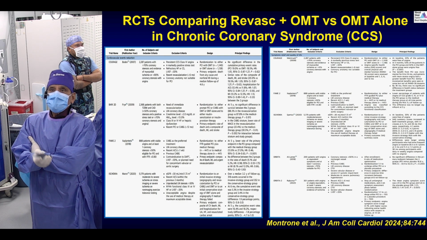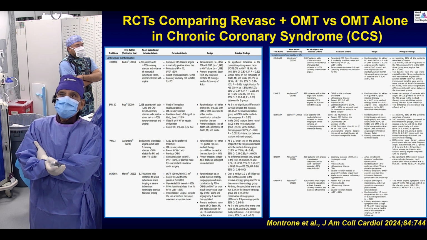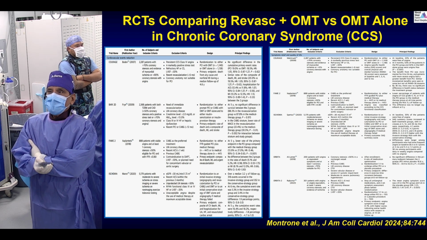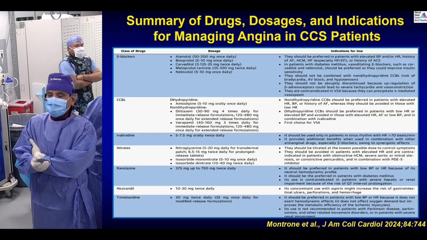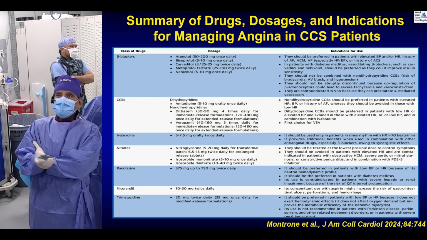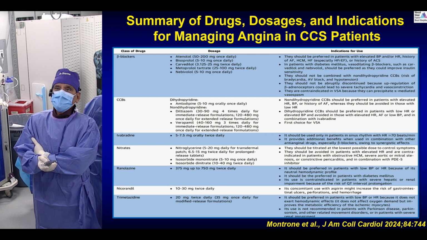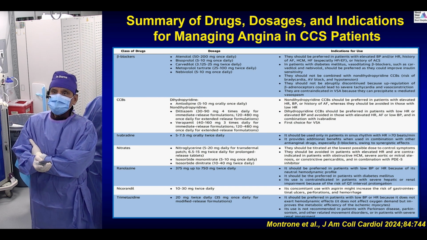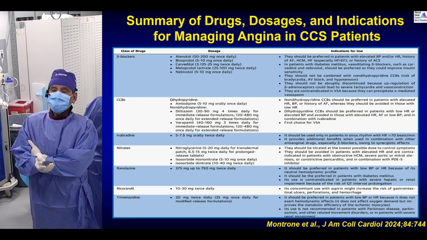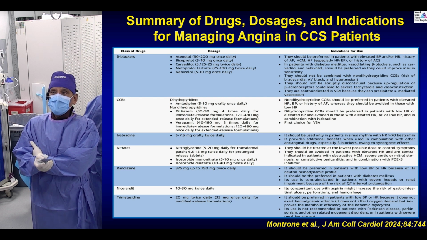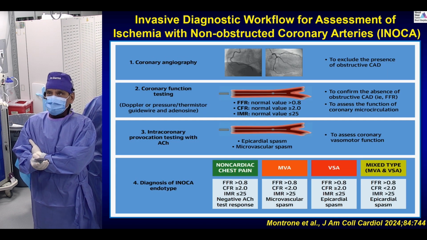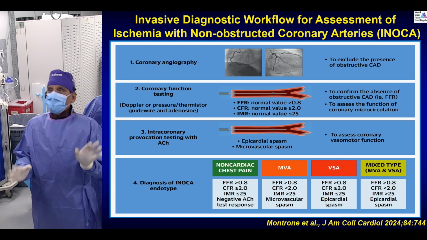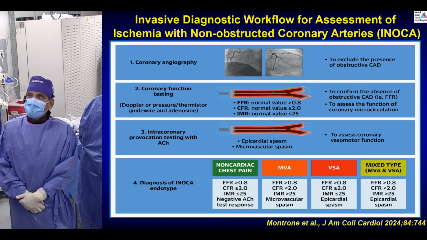So they show various trials: COURAGE, BARI 2D, FAME 2, ISCHEMIA, ORBITA 1 and ORBITA 2. And in all of them, the medical therapy we all know: beta blocker, calcium blocker, ivabradine, nitrates, ranolazine, nicorandil, and trimetazidine, both of which are not available here, available outside. And basically pointing out, don't just think that you did an angiogram and there is no blockage in the epicardial, your work is done.